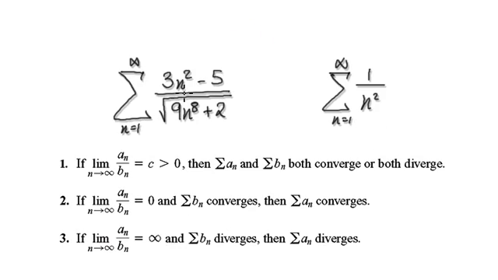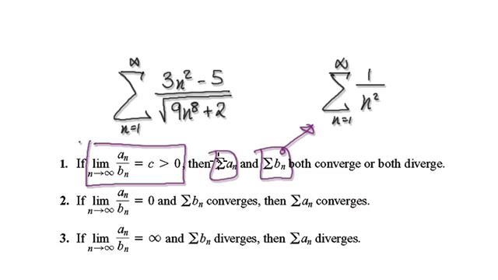So going back to here, we know that the limit is 1. 1 is bigger than 0. So here we've got this scenario, and we should be making use of this scenario. It's saying here if bn diverges, then an must also diverge. If bn converges, then an must also converge.